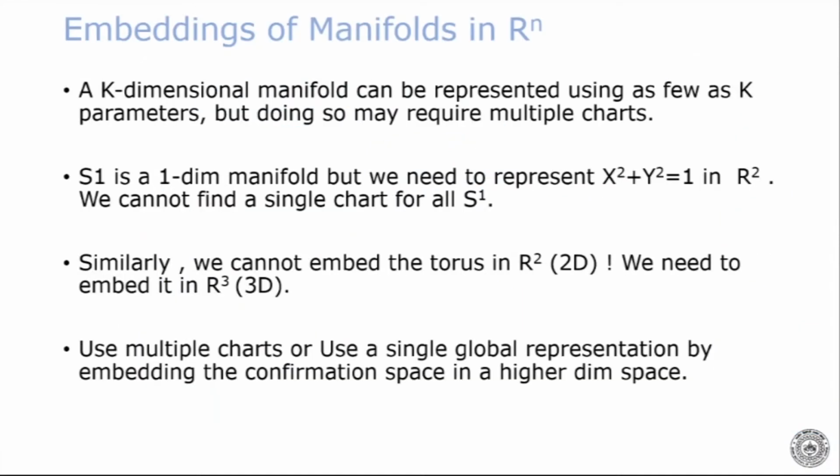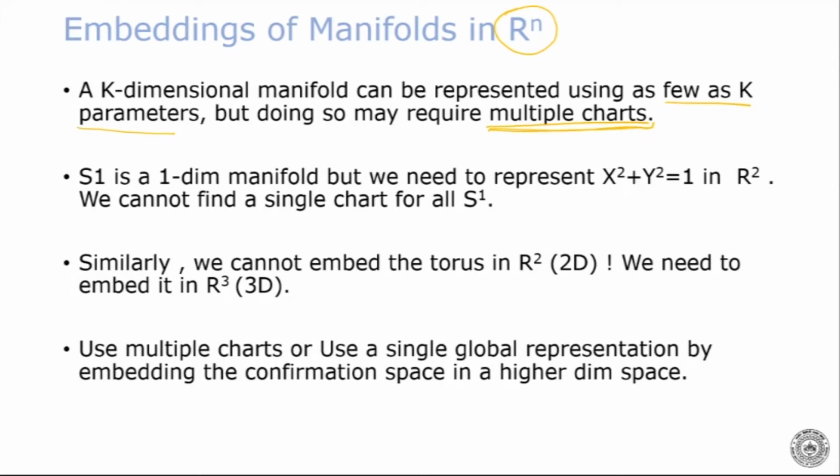Okay. Now embeddings of a manifold in R raised to n, or in Euclidean space. Now a k-dimensional manifold can be represented using as few as k parameters, but doing so may require multiple charts. Okay. So the dimension of a manifold could be k, but you may not be able to represent it with a single chart. You may be able to represent it using as few as k parameters, but doing so may require multiple charts.